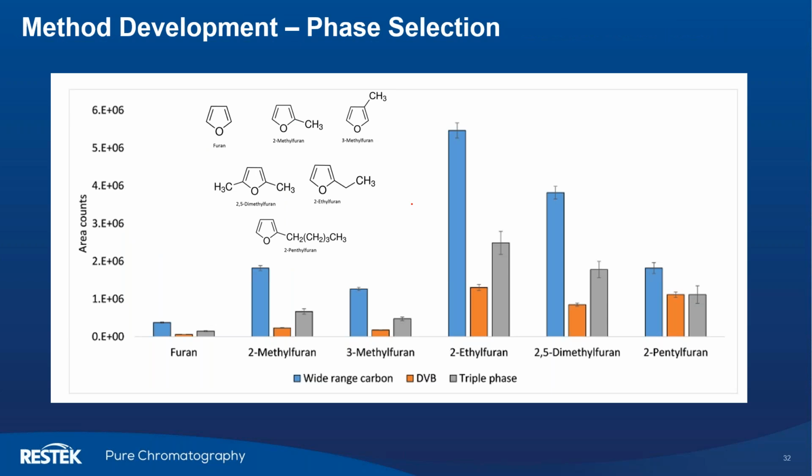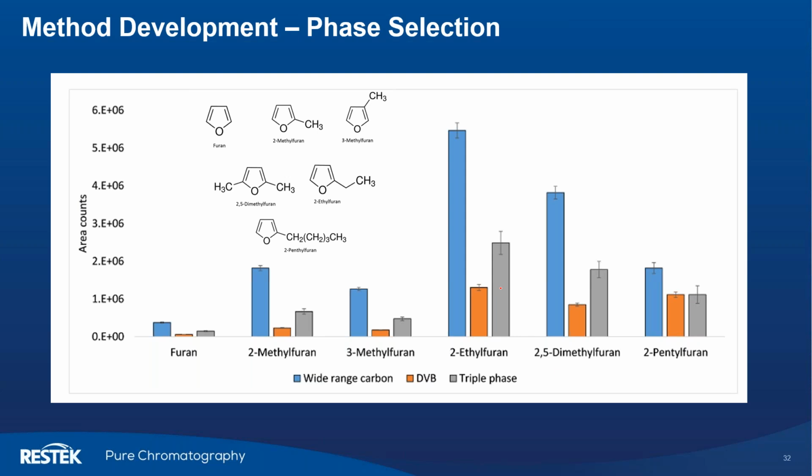So the first thing that I mentioned that we need to do when building SPME methods is making sure that we have the right phase coating selected for our analytes of interest, right? So here you can see the compound structures for the furan and alkylfurans of interest. And we looked at 3 different coatings for extracting these analytes. This includes in blue, the carbon wide range, in orange, the divinyl benzene, and then in gray, the triphase. So this includes our carbon wide range, our divinyl benzene, as well as our PDMS.